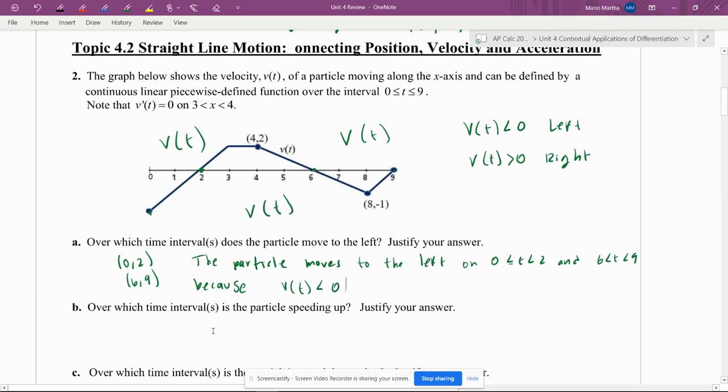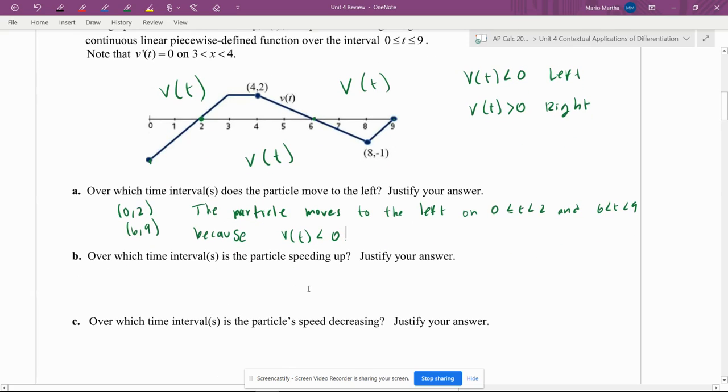It says over which time intervals is the particle speeding up? So when a particle is speeding up, that means that both a of t is less than 0 and also v of t is less than 0, meaning they're heading in the same direction, or both of them are positive as well, right? So that's pretty much where we want to look.